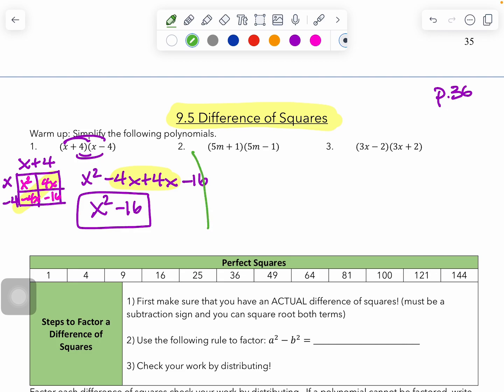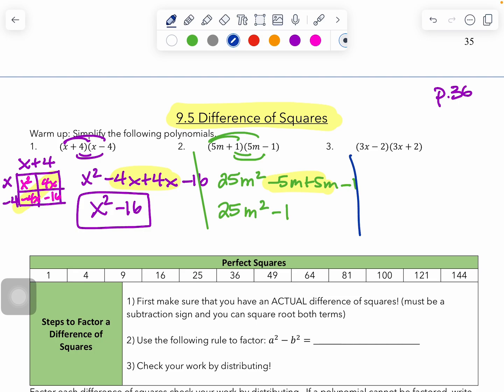So let's try number 2. Same thing. If you want to set it up in a box, you can, or you can just multiply it out in a line. Either way. So if I multiply this out, I'm going to get 25m squared minus 5m, oops, that's an m, plus 5m minus 1. And once again, when we look at our like terms, negative 5m plus 5m adds up to 0. So this answer is just 25m squared minus 1.